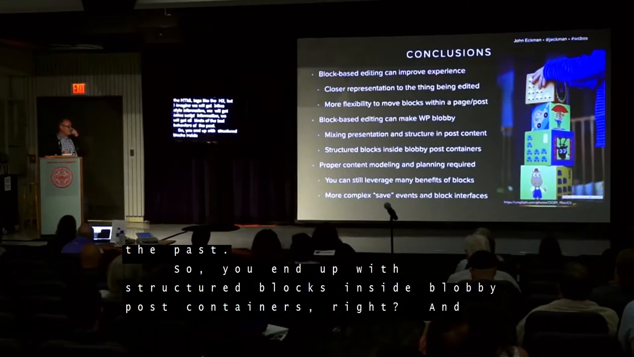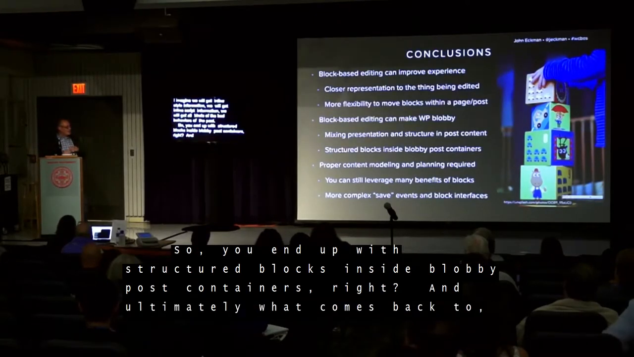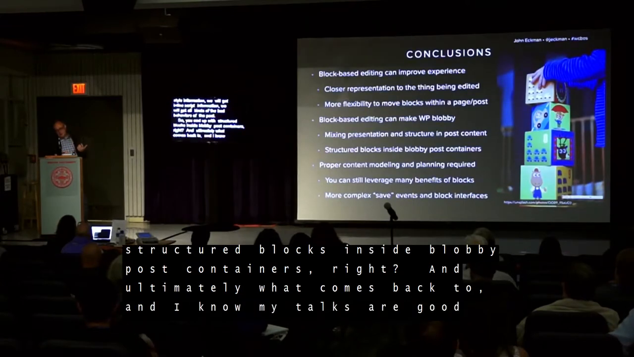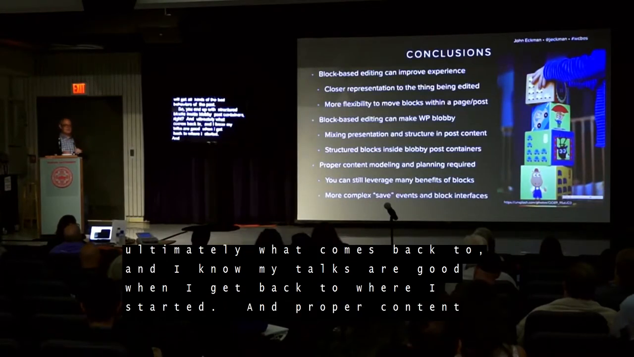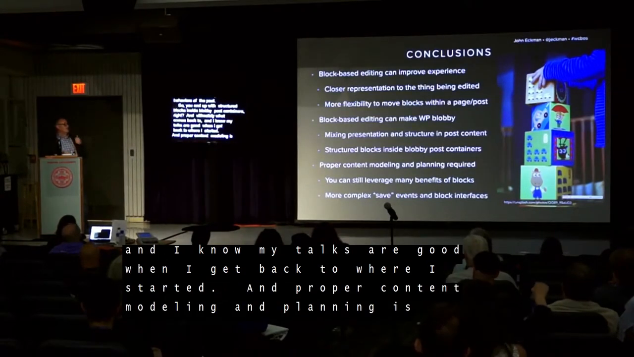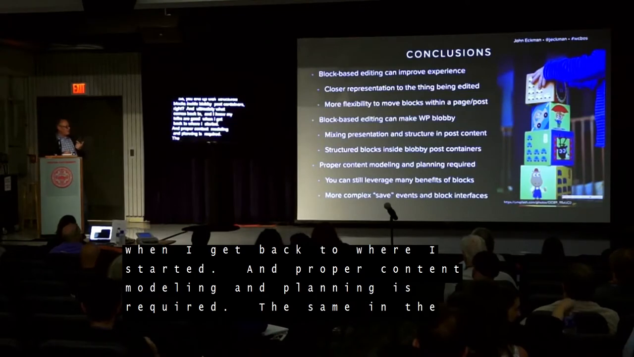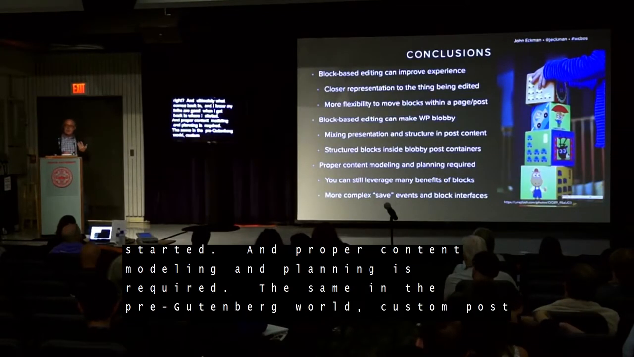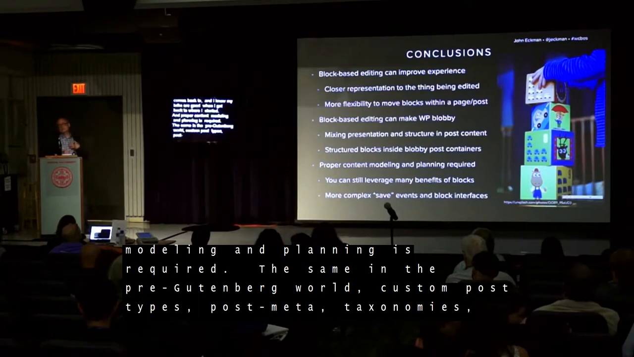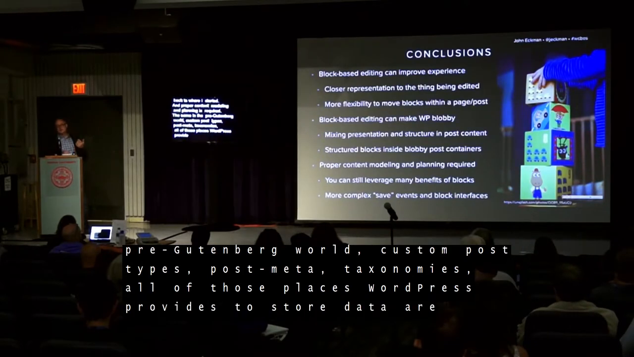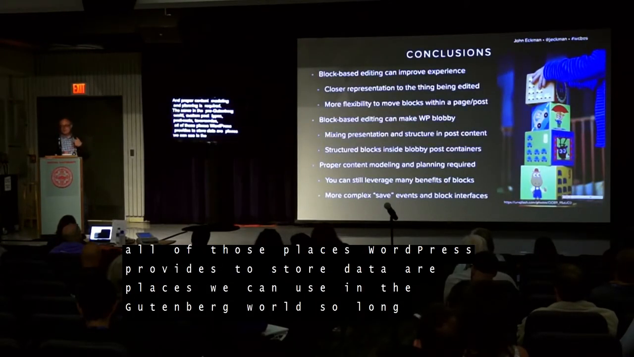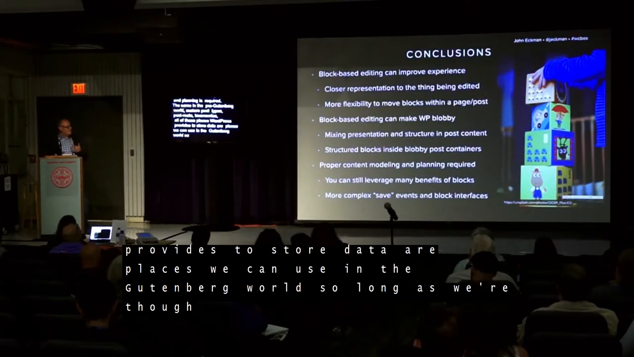And ultimately, what this all comes back around to, perhaps, and I know my talks are good when I get back to where I started right at the end, is that proper content modeling is required in either case, right? The same sets of technologies that we use in the pre-Gutenberg world, custom post types, post meta, taxonomies, taxonomy meta, right? All of those places WordPress provides for us to store data are places we can still use in the Gutenberg world, so long as we're thoughtful about where we're storing that data and how we're retrieving it, right?